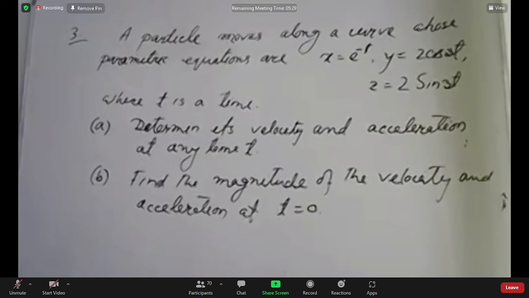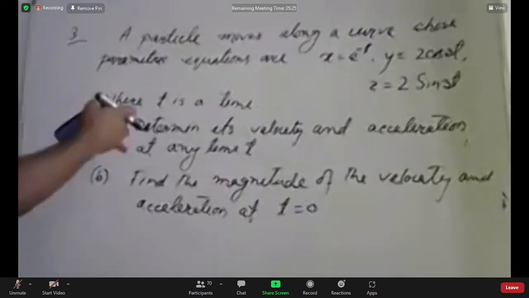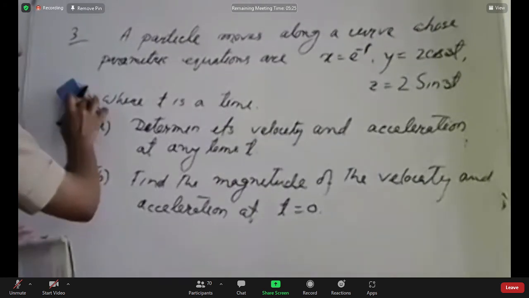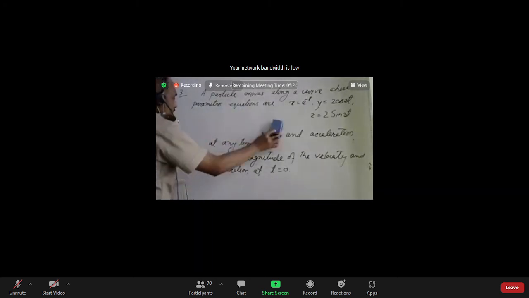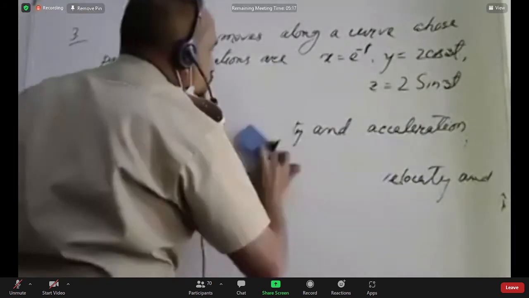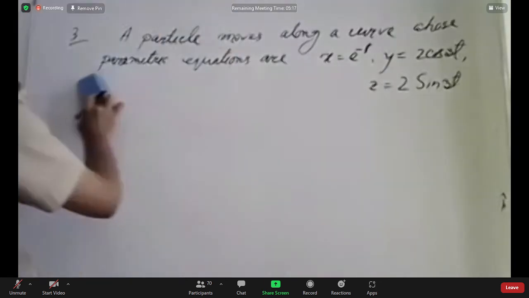Okay. Can I rub it, the question now? Yes, sir. Written? Sir. Yes, sir. Okay. So the position vector of the particle, what will be the position vector?